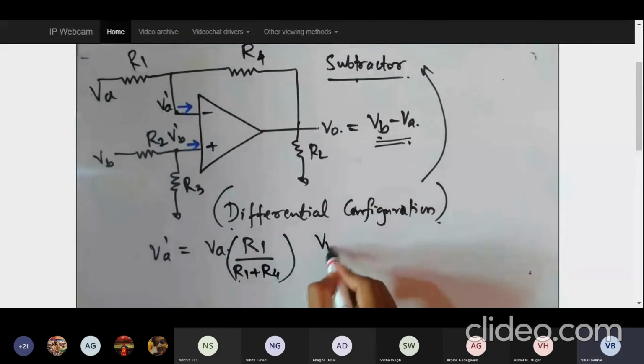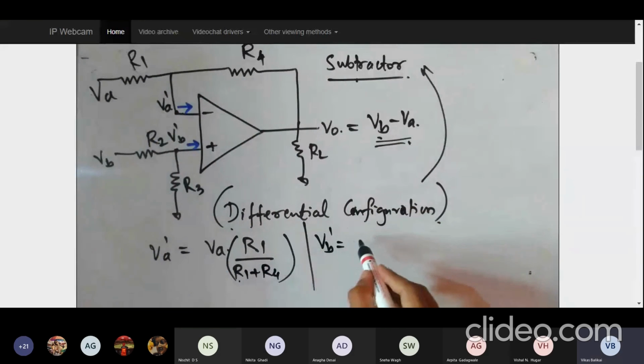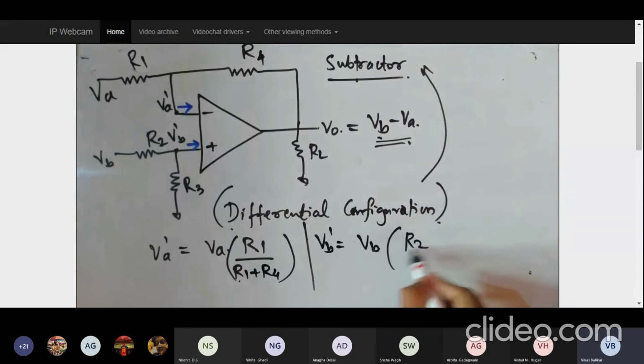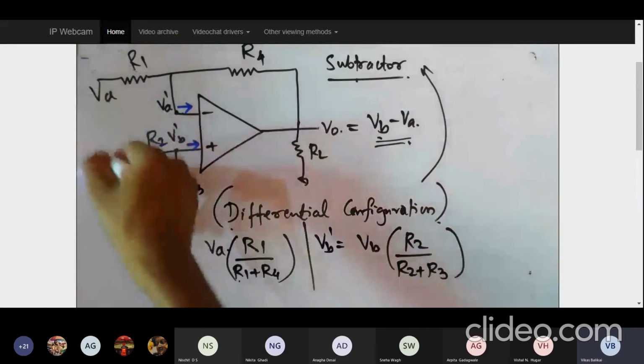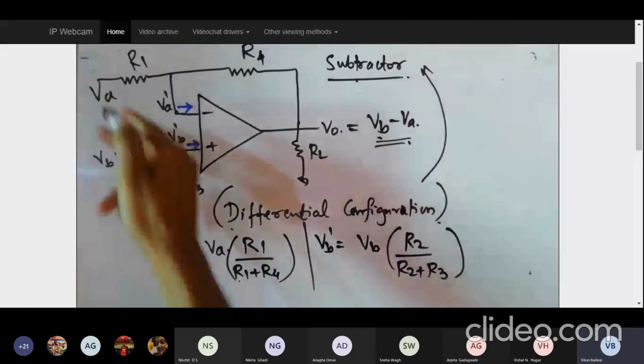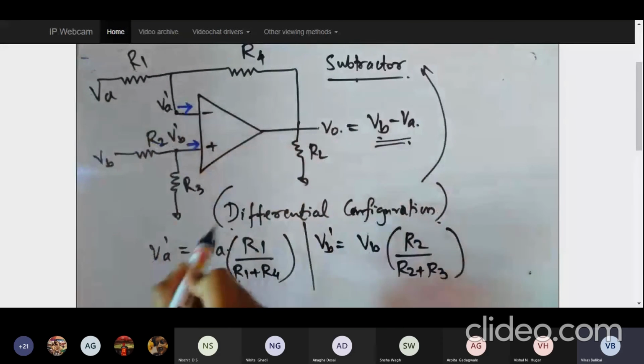Similarly, what is VB dash? VB dash is VB multiplied by R2 divided by R2 plus R3. So this is my VA dash and VB dash. This is the voltage which is entering your op amp. So this voltage gets subtracted. It is not exactly how this voltage is getting subtracted; in the end, when we look at it, it is this subtraction, but what actually enters is VA dash and VB dash.